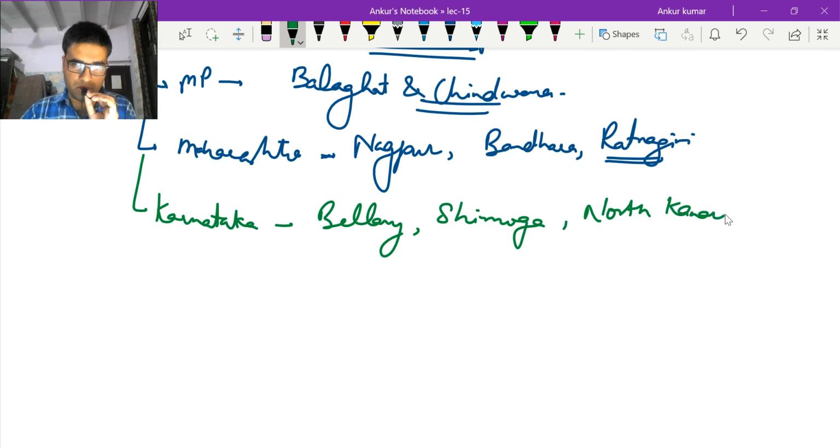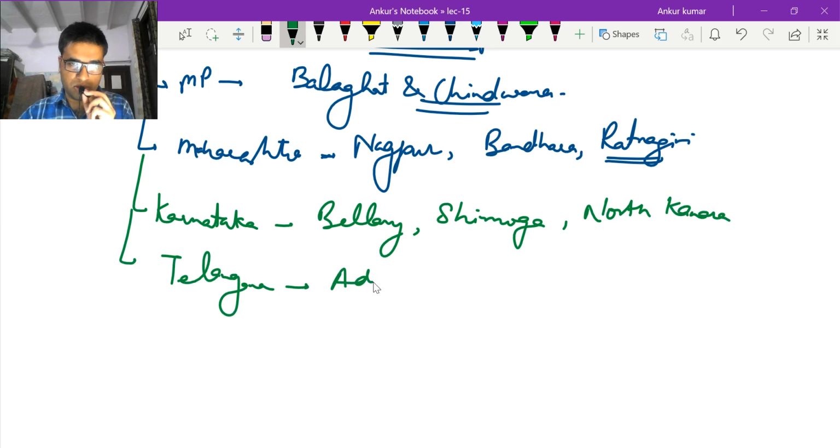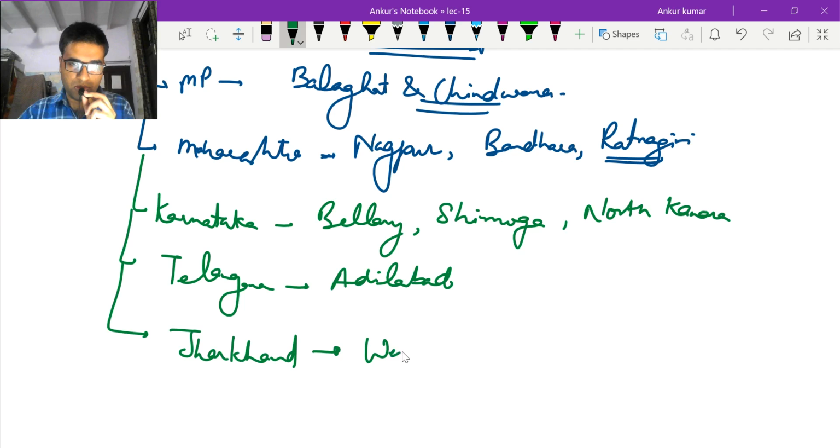North Kannada. So these are the Karnataka areas. Moving on to the Telangana state. In Telangana, the district that we can remember is the Adilabad district. Moving on to the next state, Jharkhand, again West Singhbhum district. In Jharkhand, the district that we have to remember is West Singhbhum, right?